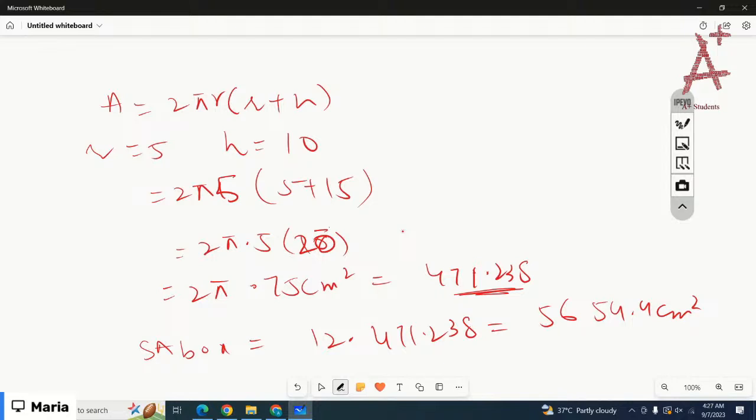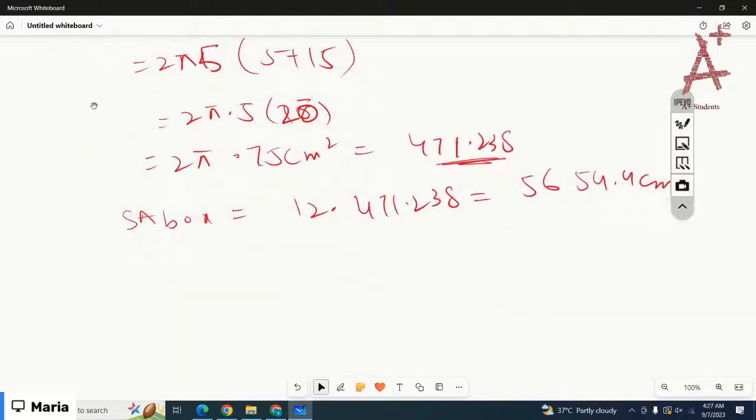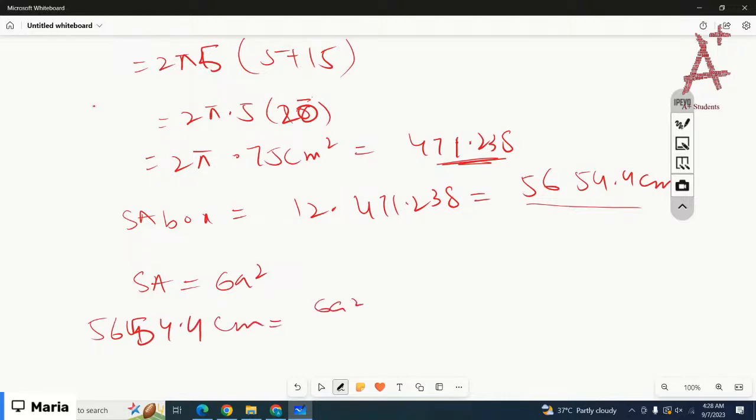Okay, so the formula for calculating the surface area of a cube is surface area equals 6a squared. You are given the surface area, that is 5654.4 centimeters squared, that is 6a squared. Let's just calculate the value of a. It would be a equals 30.698, right? That is the side of the cube, 30.7, right?